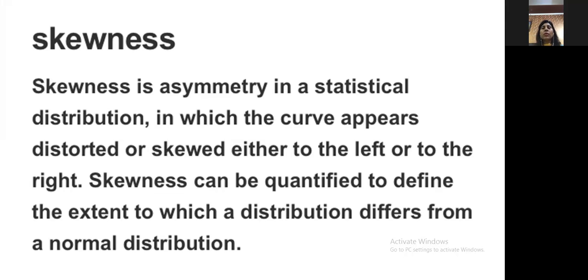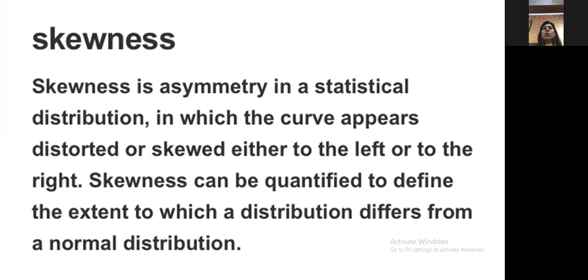And what is this asymmetry? First of all, we need to understand the meaning of asymmetry, because we are saying skewness is asymmetry. Asymmetry appears when we plot the curve and this curve appears distorted. When the graph is plotted of a normal distribution curve and this is showing symmetry on both the sides, the left and the right side, it does not have any distorted form.